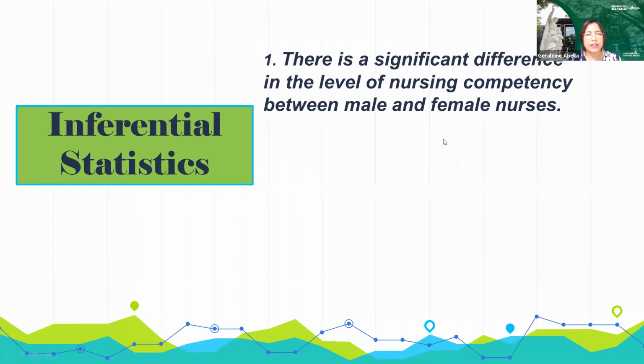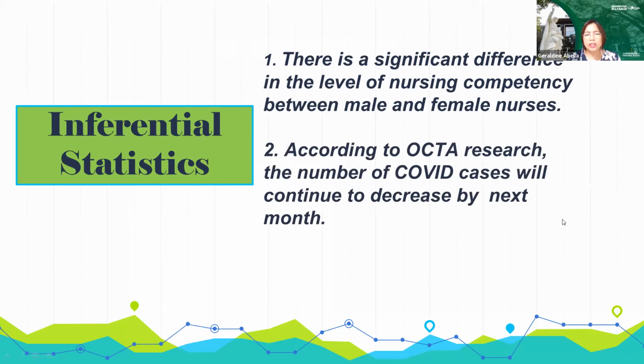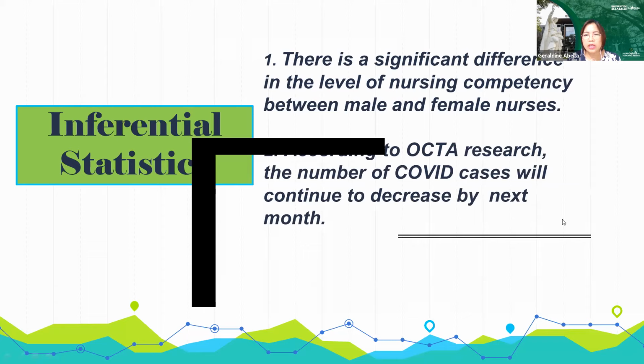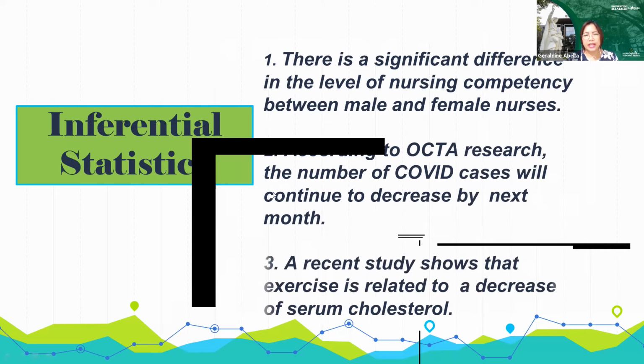Another scenario which falls under inferential statistics is this: according to Okta research, the number of COVID cases will continue to decrease by next month. This is an example of predictive analysis. And then we have the third: a recent study shows that exercise is related to a decrease of serum cholesterol. This is a relationship study between the two variables, exercise and amount of serum cholesterol, where a test of relationship was applied to draw this conclusion. And that falls under inferential statistics. The process of hypothesis testing was conducted in order to draw a conclusion that there is a relationship between the variables, type of exercise and amount of serum cholesterol.